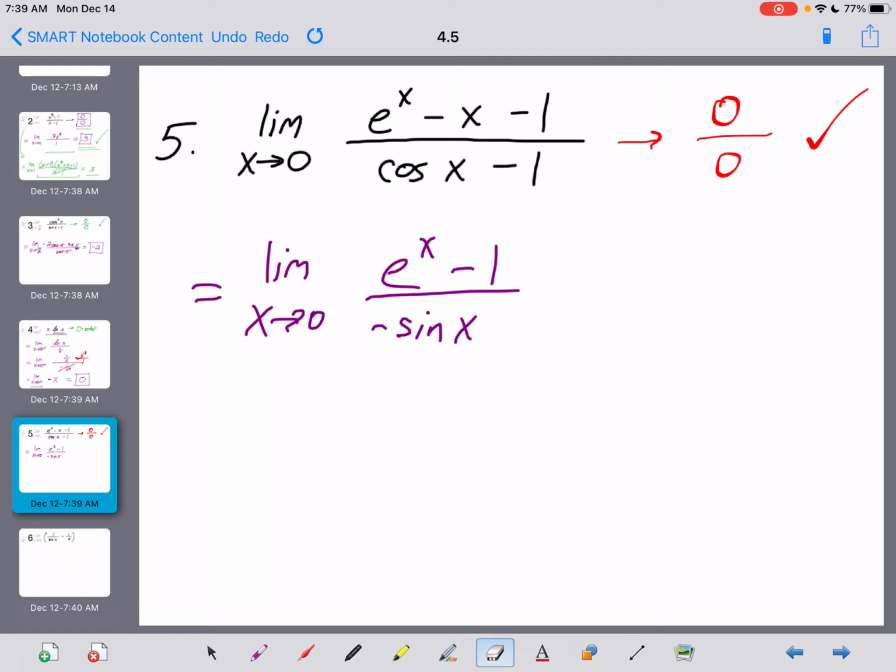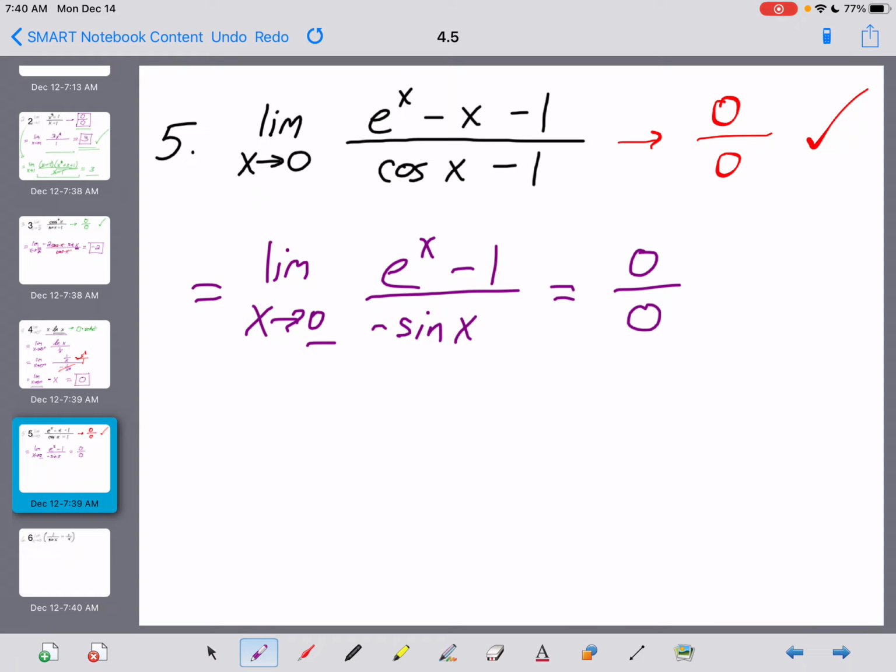So that's our derivative. And at this point, everybody, we have always been able to go ahead and evaluate this new expression, in this case, e to the x minus 1 over negative sine of x, at this value of 0 and come up with our limit. So let's see what happens there. e to the 0 is 1. 1 minus 1 gets us 0 on the top. And down on the bottom, the sine of 0 is 0, whether or not there's a negative in front of that. So shoot, that didn't work. We ended up with 0 over 0 again.